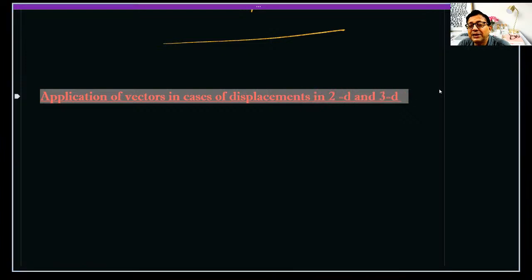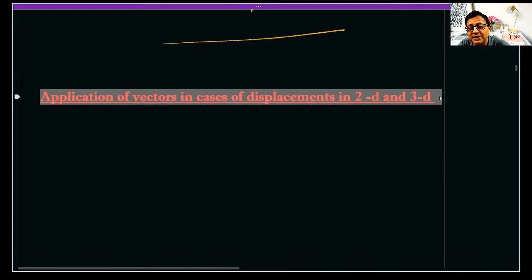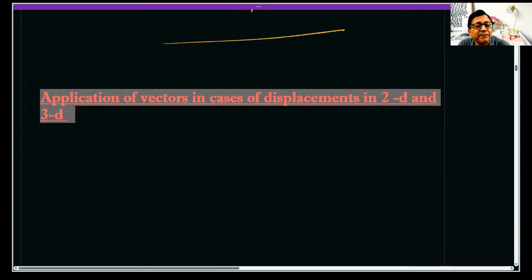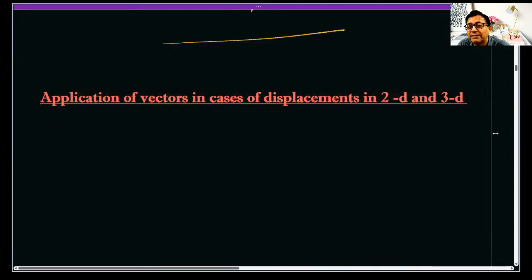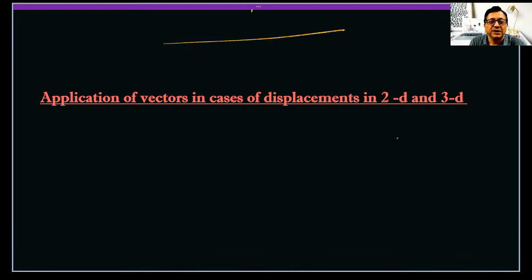Now let us go to these kinds of things: application of vectors in cases of displacement in 2D and 3D. But remember, we are going to apply it with vectors. With the help of vectors you can do it, so it will be better to apply the concept of vectors here. I will be discussing the concept first and then we will calculate work done.